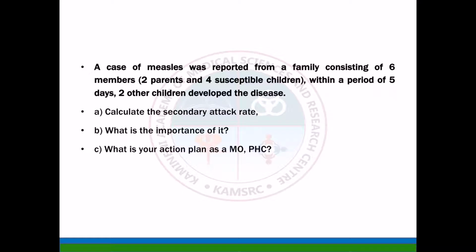Coming to the second question of the epidemiology, a case of measles was reported from a family consisting of 6 members. 2 were parents and 4 were susceptible children. Within a period of 5 days, 2 other children also developed the disease. So what happened? One case appeared in a family of 6, which formed 2 parents and 4 susceptible children, and within a period of 5 days, 2 other children also developed the disease.